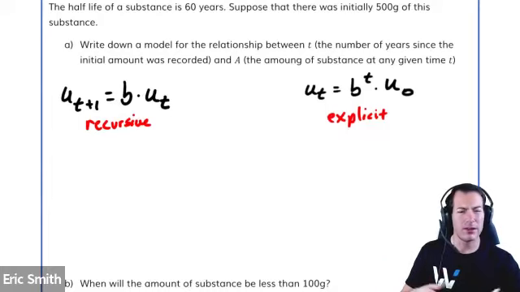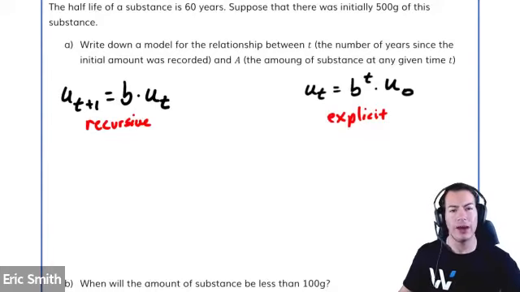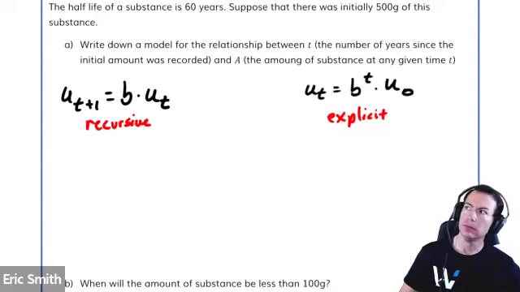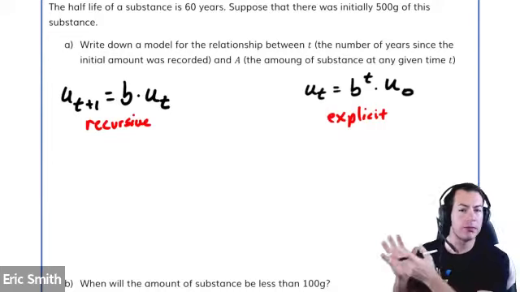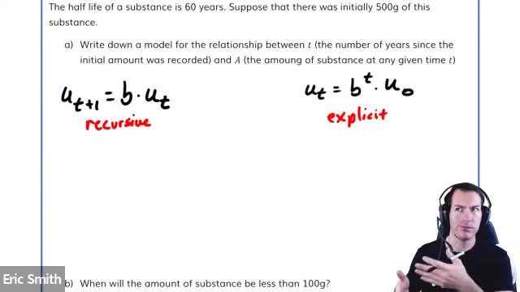Why am I doing that? Because I know how much we start with. We're starting with 500 grams. And I know when it will be half of that, when the half-life is. But again, what I'm missing, the reason why I'm not going for the recursive model is because I don't know how much is changing from year to year.